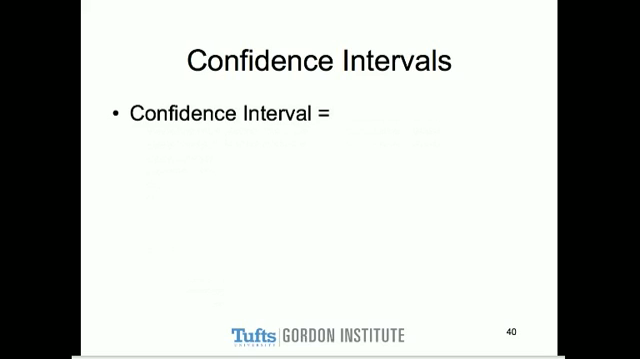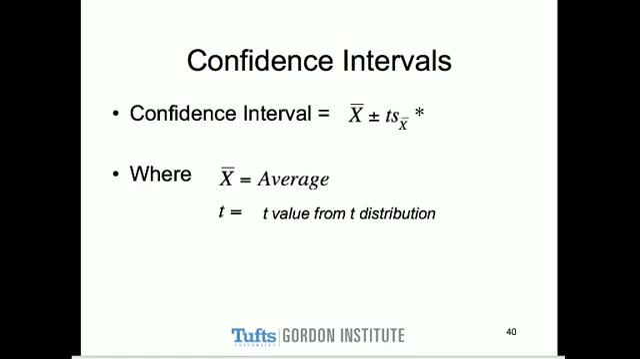For an average, the confidence interval is calculated by taking the average and adding and subtracting the product of the t-value based upon the sample size and the standard error of the mean. We've talked about what the t-value is, the t-distribution, and the standard error of the mean, so we're not going to go into depth on that in this tutorial.